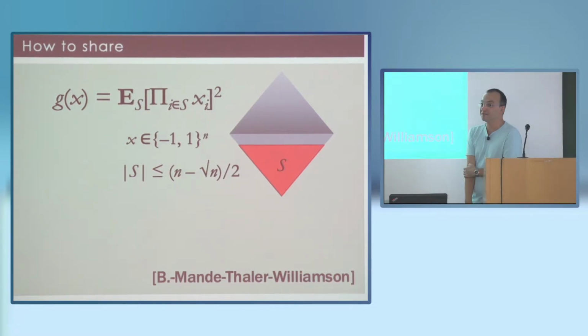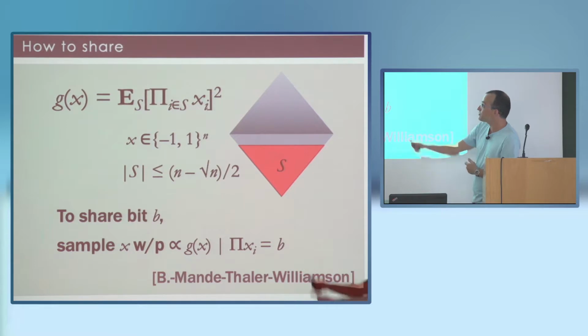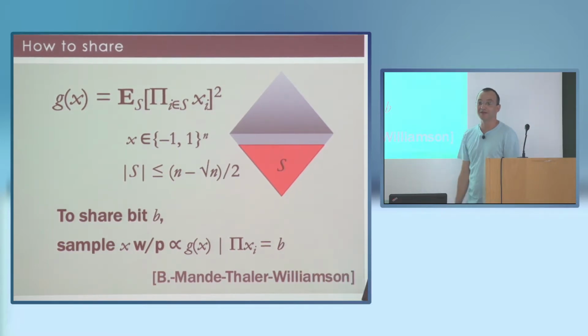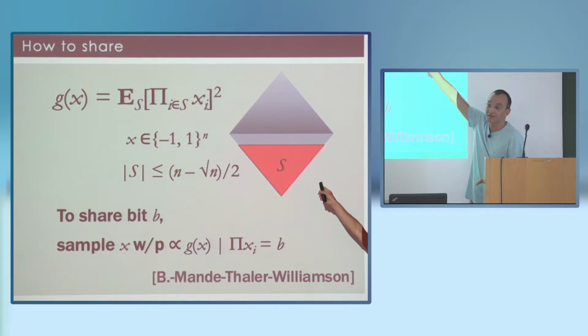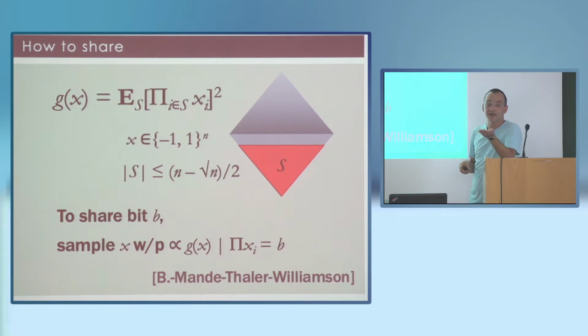But now that I have this definition, I can tell you what the secret sharing scheme is. It's extremely simple. To share a bit b, I sample x with probability proportional to this number, conditioned on the parity being the bit. So for a parity 0 string, I sample from the even Hamming weights with this probability. For a parity 1 string, I sample from the odd Hamming weights with this probability. Okay? So these are the two distributions. This is how I share.